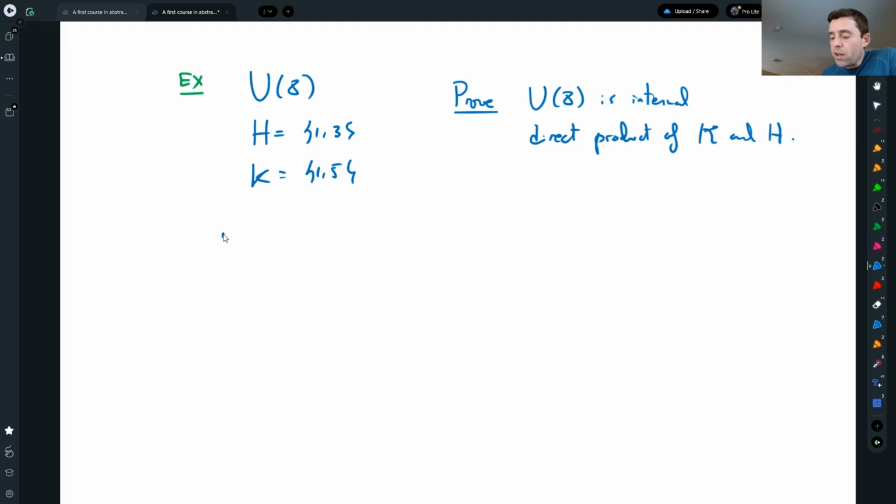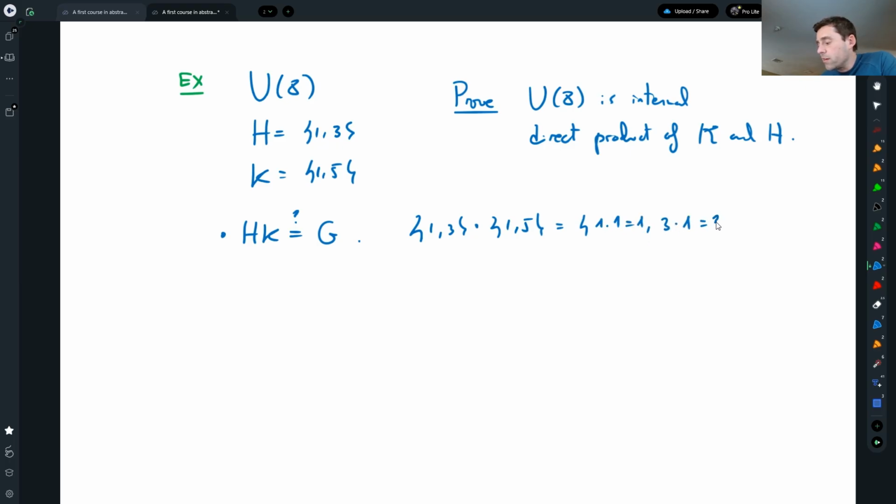So what I need to check is the hypothesis of my proposition. First of all, HK is G. Well, let's see how much is {1, 3} times {1, 5}. I do get everything that I want. I get 1 times 1 is 1, 3 times 1 is 3, 1 times 5 is 5, and 3 times 5 is 7, which is G. Great. Second, you can see clearly the intersection of H and K is just 1, which is identity in U8.